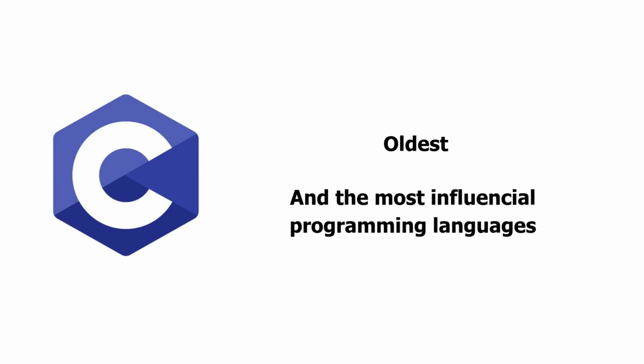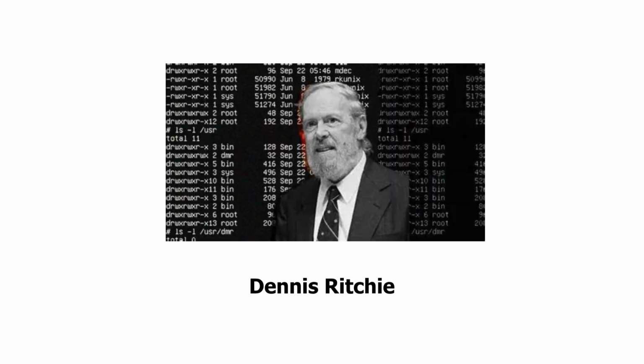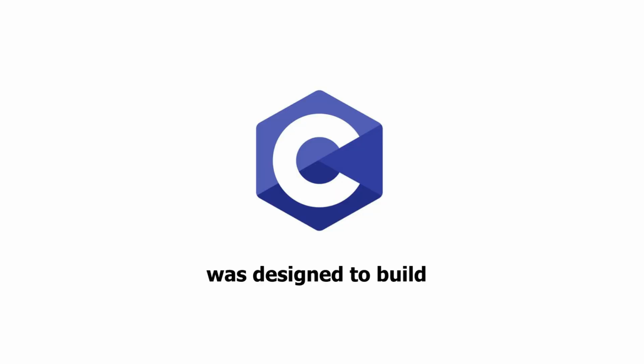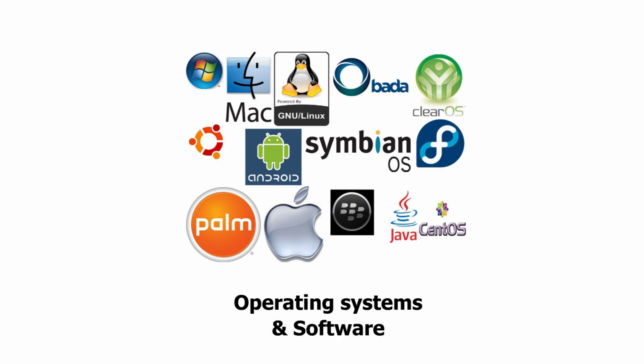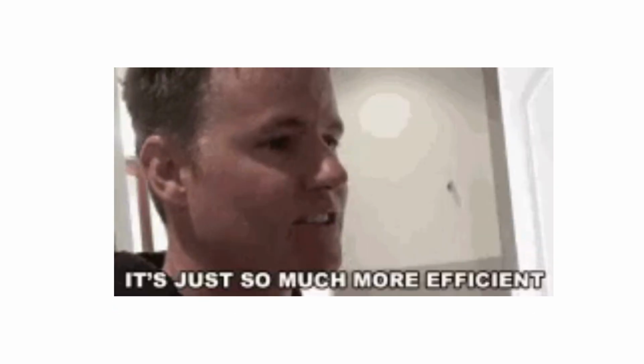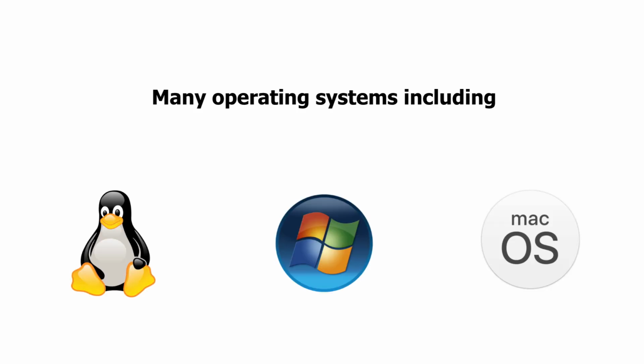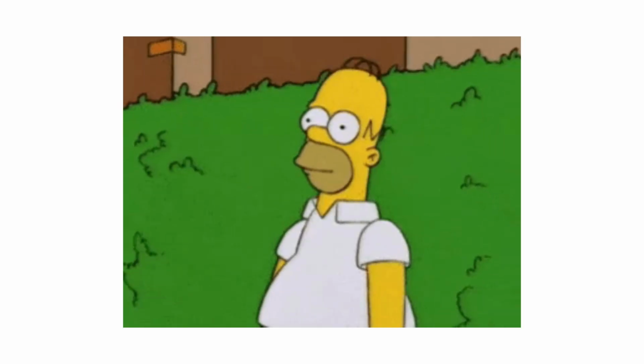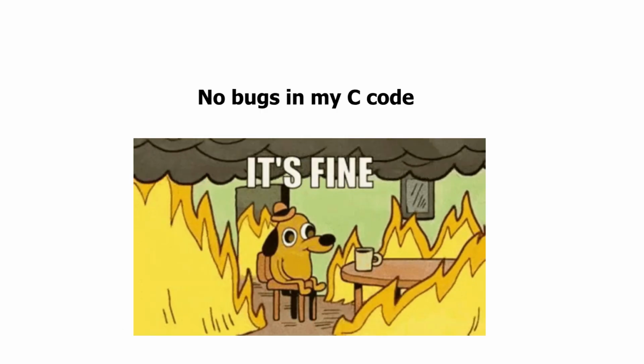C is one of the oldest and most influential programming languages still widely used today. It was created in the early 1970s at Bell Labs by Dennis Ritchie. C was designed to build operating systems and system software. Because it gives programmers direct control over memory and hardware, it is extremely powerful and efficient. Many operating systems, including parts of Linux, Windows, and Mac OS, rely heavily on C. However, C can be difficult for beginners because it requires manual memory management, and small mistakes can easily cause crashes.